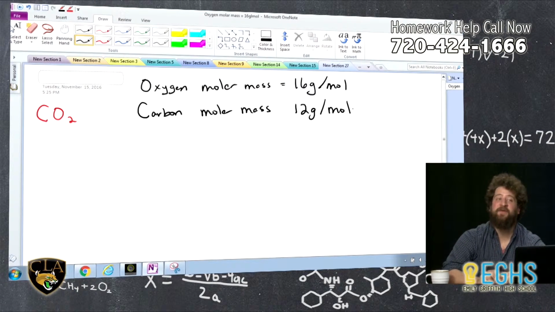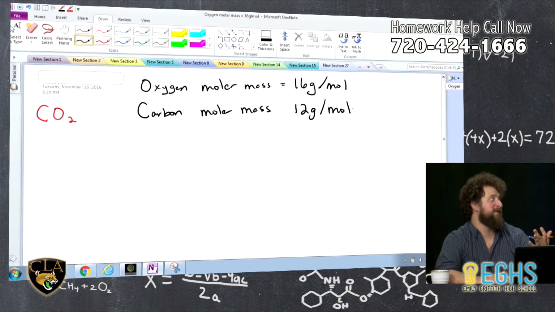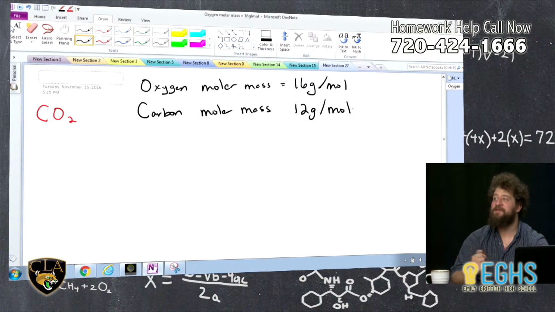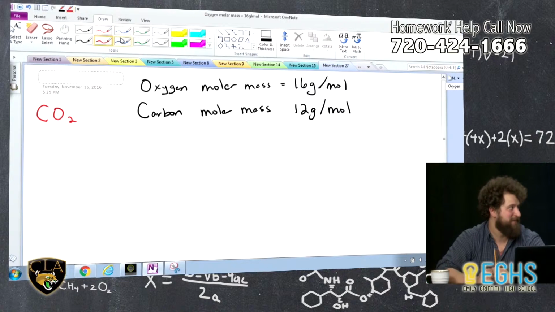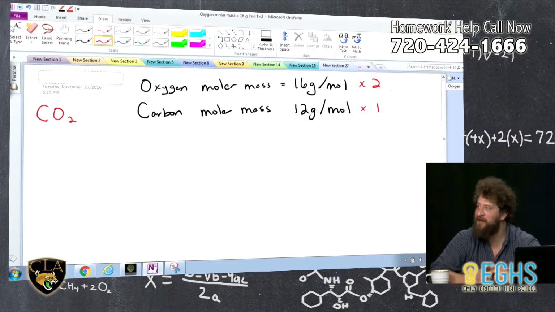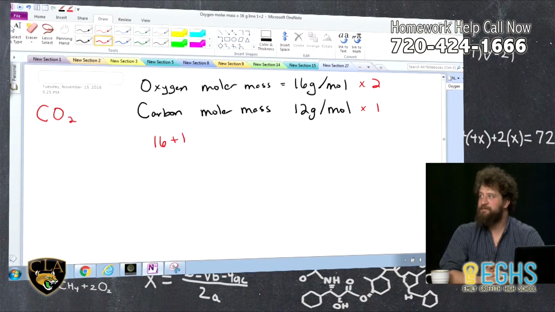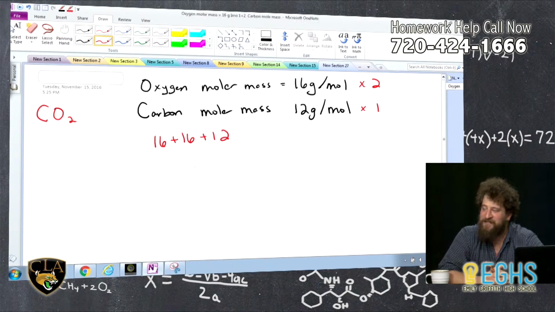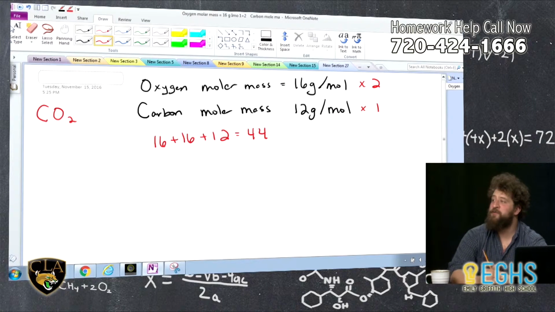Okay, and then if we look at a CO2 molecule, there are two oxygen atoms in a CO2 molecule. So to find the weight of this molecule overall, we're just going to add 12 and then 16 and then 16 again for that second oxygen. So we're doubling this, right? Yes, exactly. So we're just doing 16 plus 16 plus 12, and we get 44. So carbon dioxide has a molar mass of 44 grams per mole.